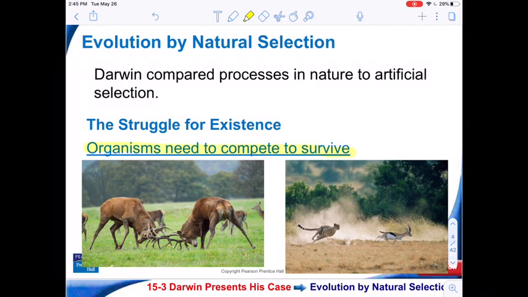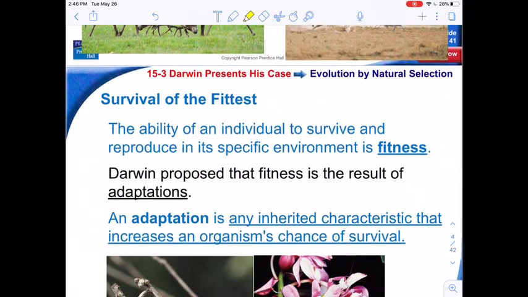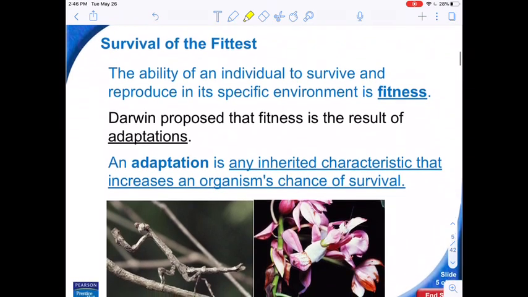And you can see two examples of competition here in the notes. We've got two males fighting for a mate in these, they look like reindeer species. And then we also have fighting for survival, this gazelle as it's running away from the cheetah. The cheetah also has to be fast enough to get the gazelle in order to eat and survive itself. So organisms need to compete to survive. Only those that are the most fit will survive.